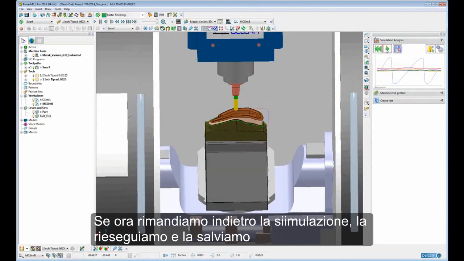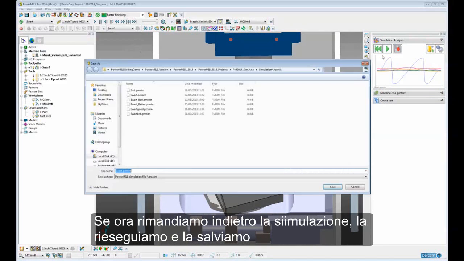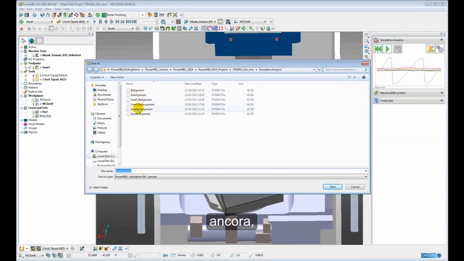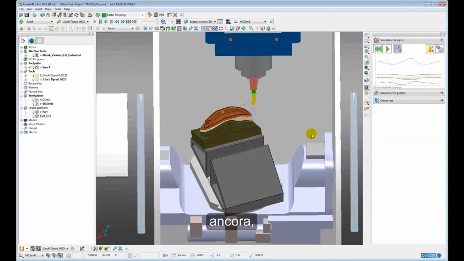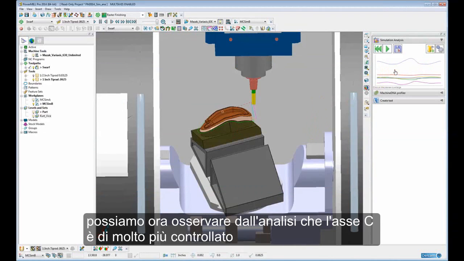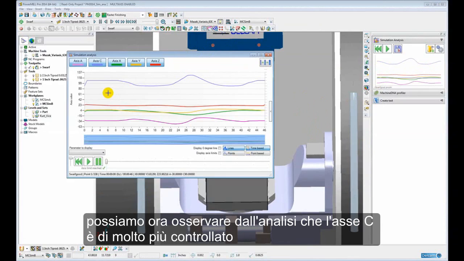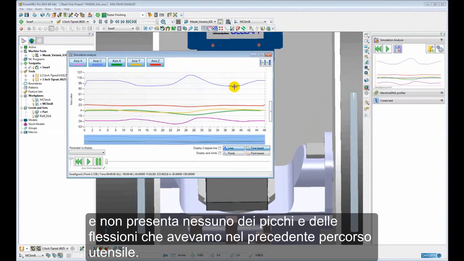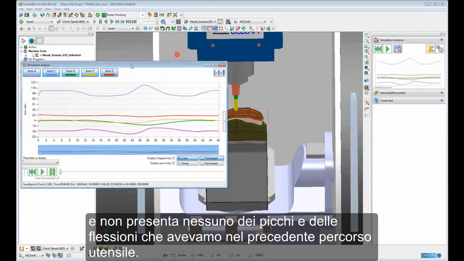So now if we rewind the simulation and replay the simulation and then save the simulation again, and then view the analysis, we can see now that the C axis is far more controlled and has none of the peaks and troughs that we had in the previous toolpath.